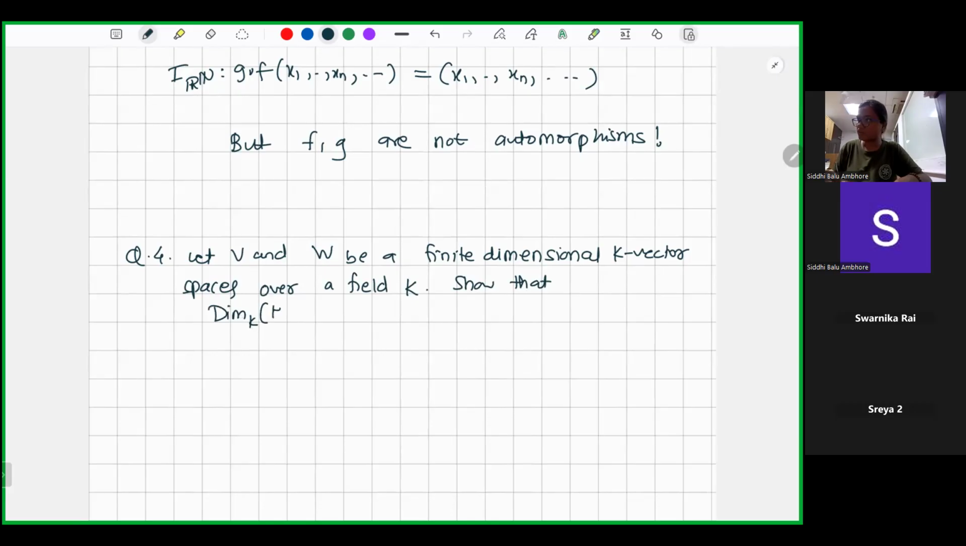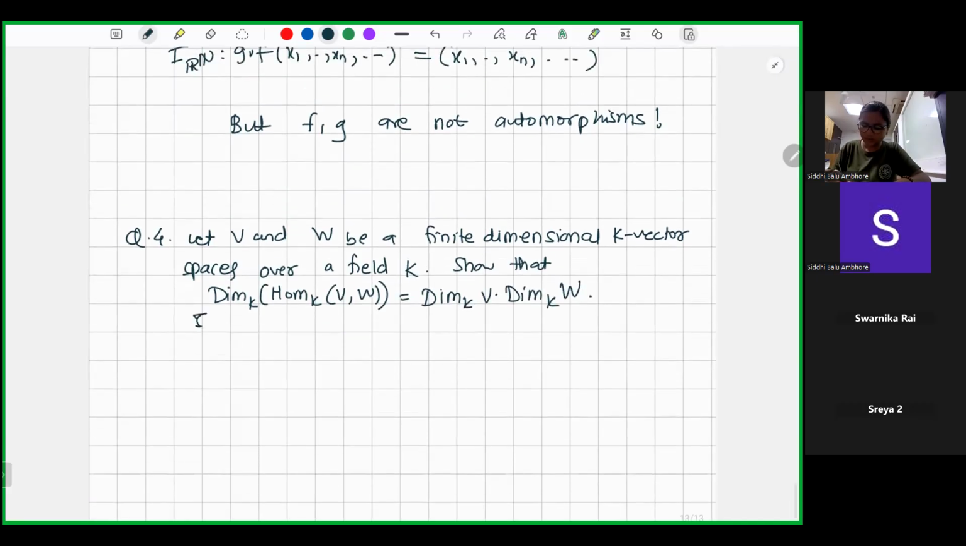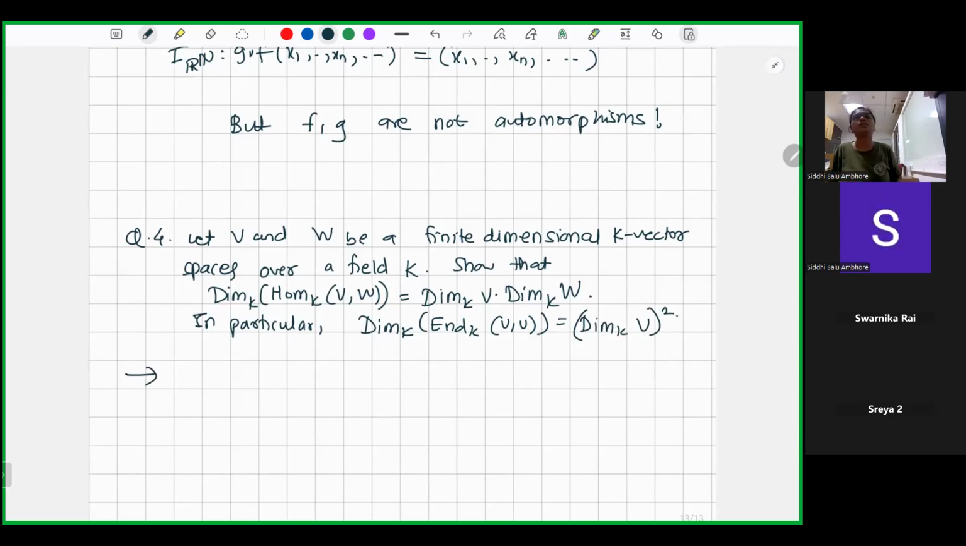dimension K of this Hom_K(V, W). I hope you know what this Hom_K(V, W) means. I will recall it. And in particular, the dimension of Hom_K(V, V), which is also the endomorphisms, is dimension K of V whole square. I think this is also a statement in the notes, if you remember.